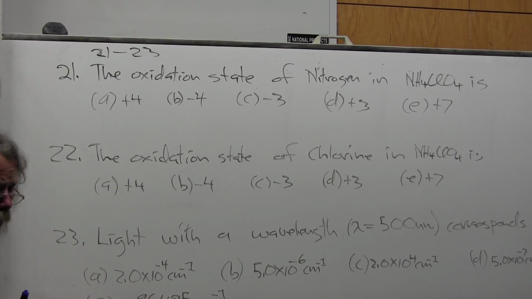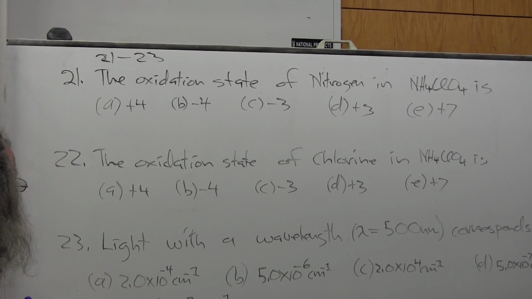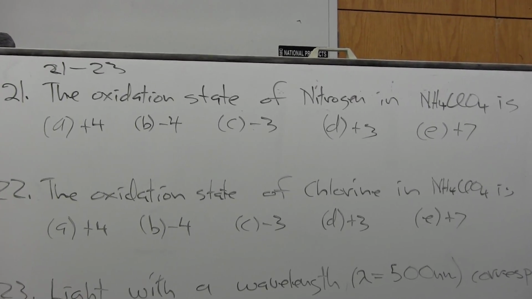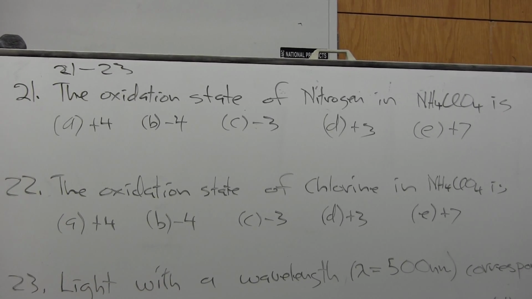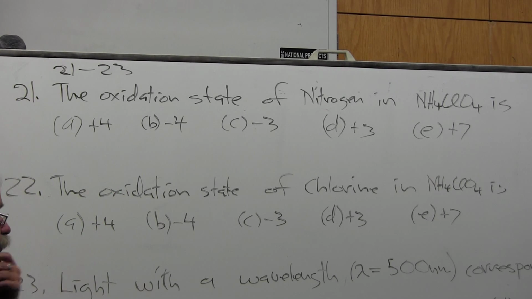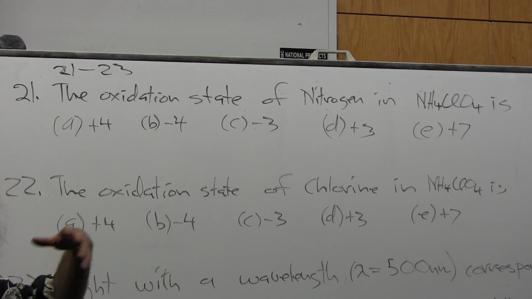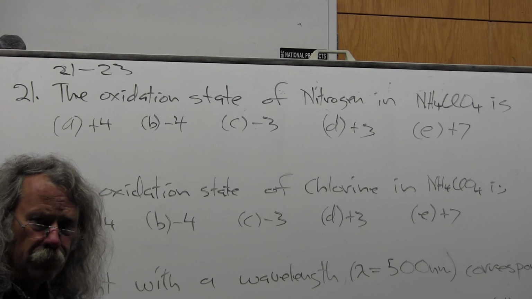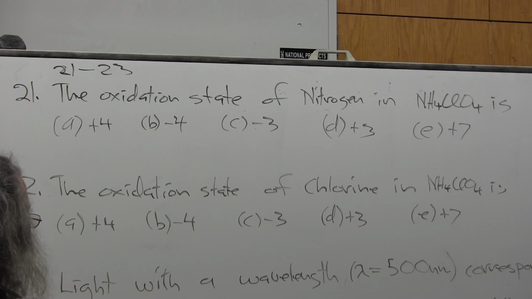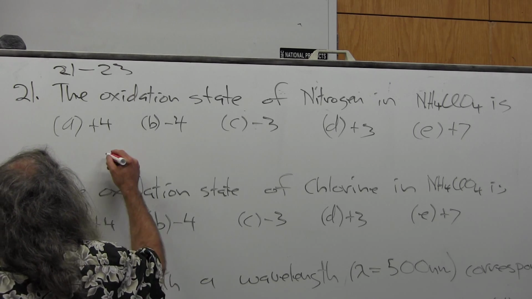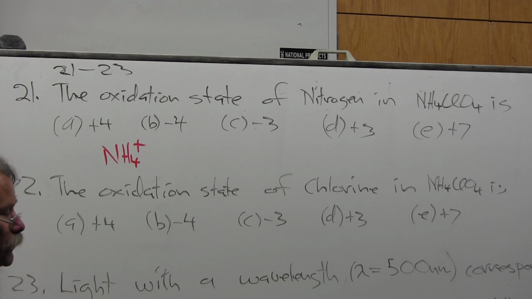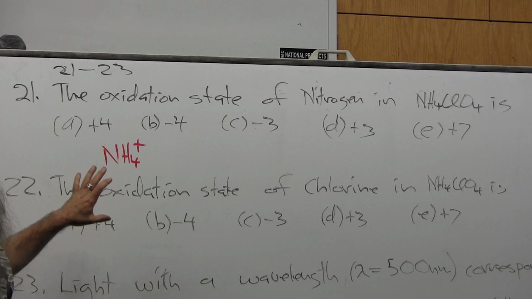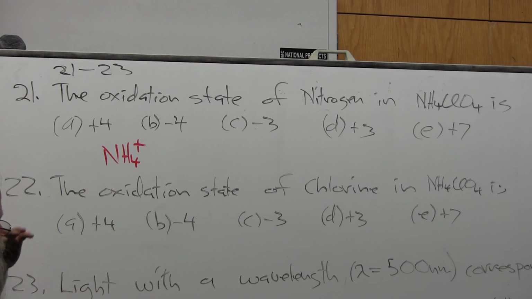And now, the first problem, number 21, the oxidation state of nitrogen in ammonium perchlorate is A plus 4, B minus 4, C minus 3, D plus 3, E plus 7. Well, this is the simple application of the rules for assigning oxidation states. And so let's look at the molecule itself. Is the ammonium ion. So we separate the ammonium perchlorate as a salt. We'll take the ammonium ion separately, and we can solve for the oxidation state of nitrogen.